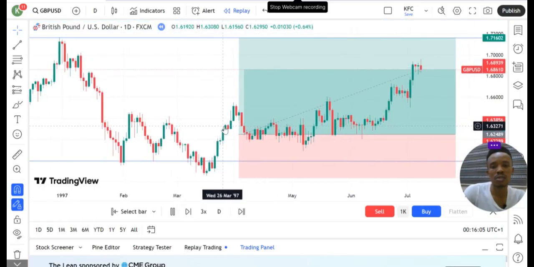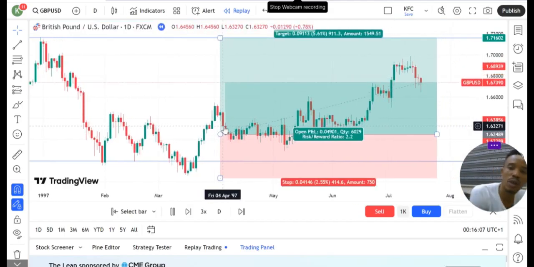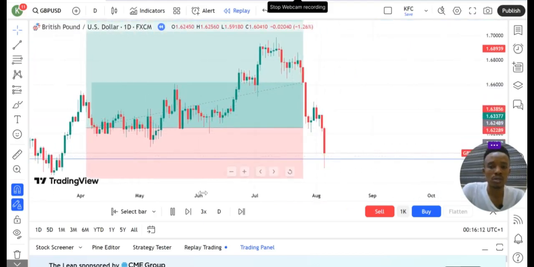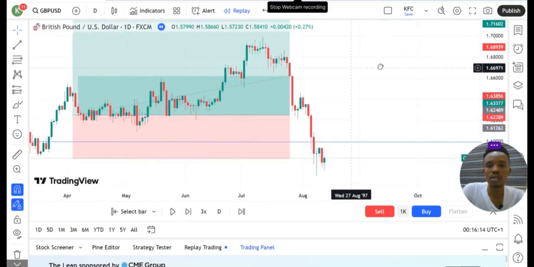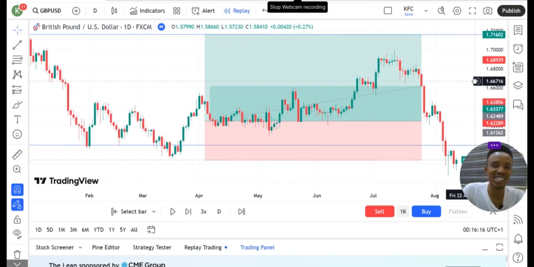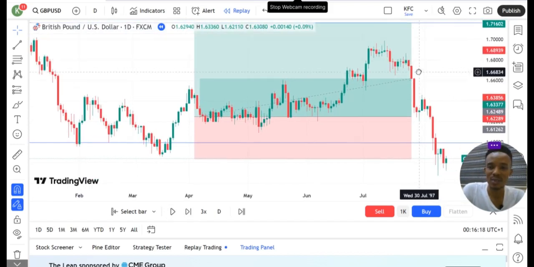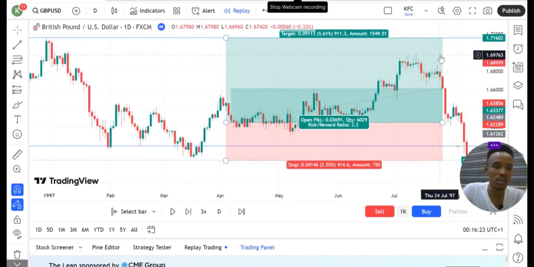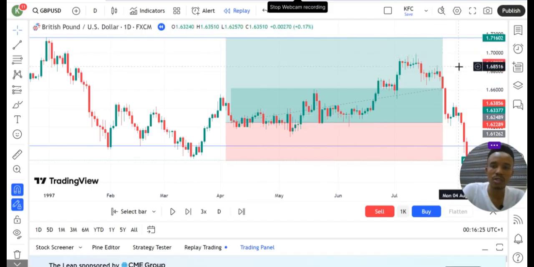I hope you're seeing it. So that's it. This particular one came out correctly. Okay, so price did not actually get to the take profits in this part, so we did not hit TP on this. We went out on partial.